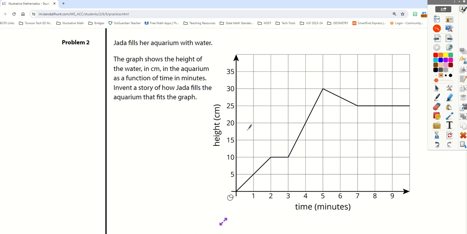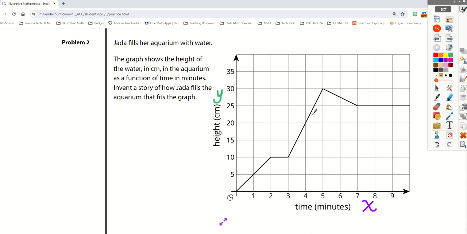Okay, how can we read these graphs? In this graph, Jada is filling her aquarium with water, and the graph shows the height of the water. That is my y-axis, so I'm going to label that. That's my y. The height of the water shows that it is a function of time. So we would say that the height of the water is a function of time. Remember, y is a function of x.